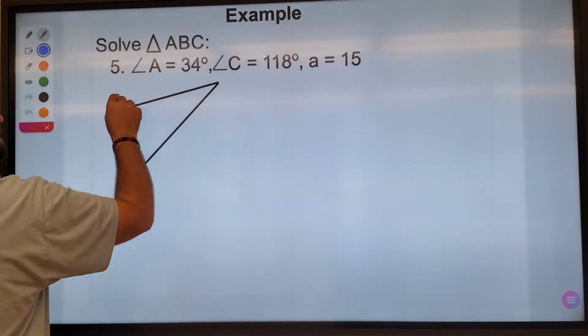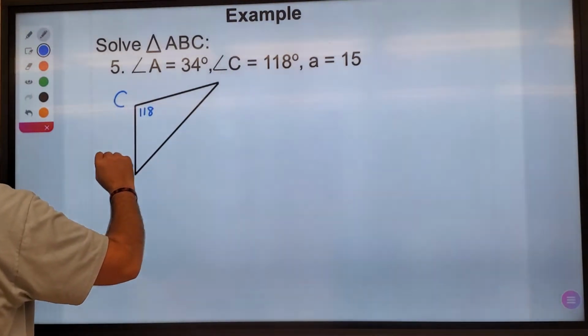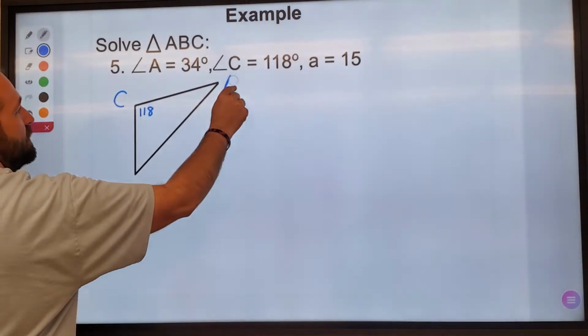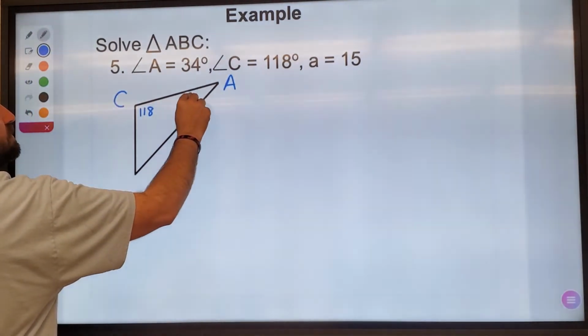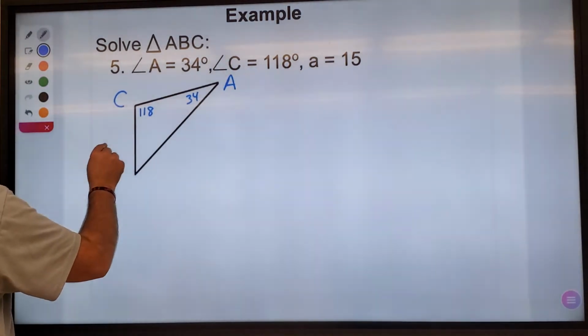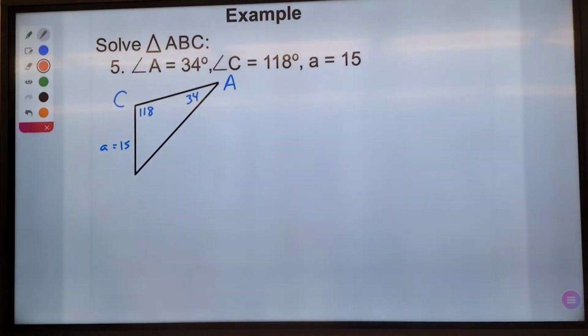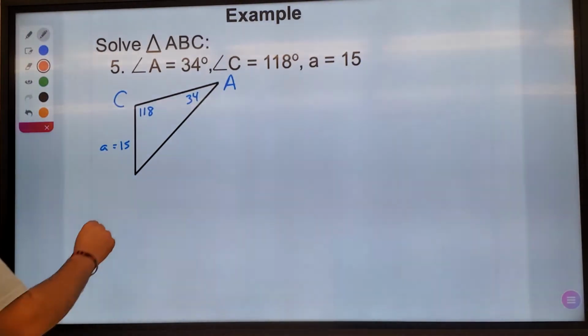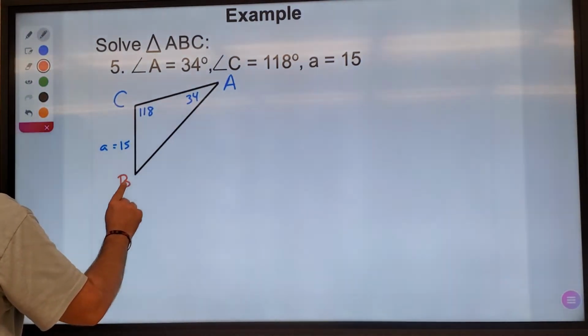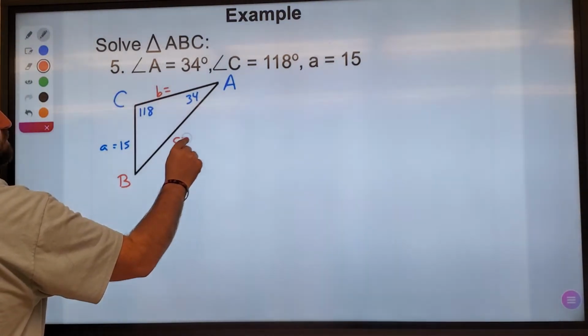So I'm going to put angle C here this time. It's 118 degrees. I'm going to put angle A then here in place of this C that it was, the 34 degrees. And side A is 15, so here we got it. So we are missing angle B, side B, and side C.